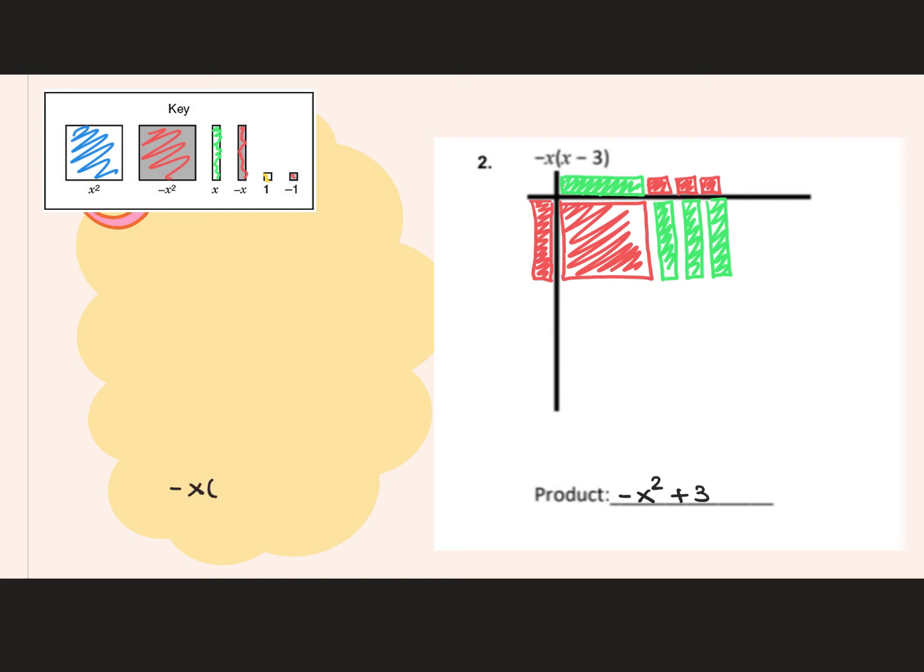Again, algebraically, using the distributive property, negative X times X gives me negative X squared. Negative X times 3 gives me positive 3X. Oops, and I forgot my X there.